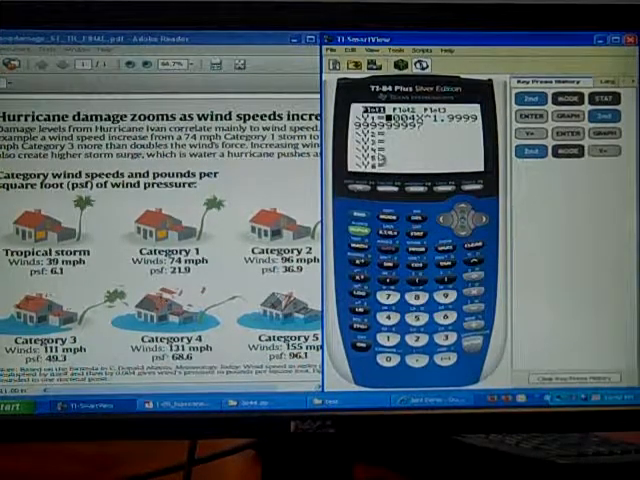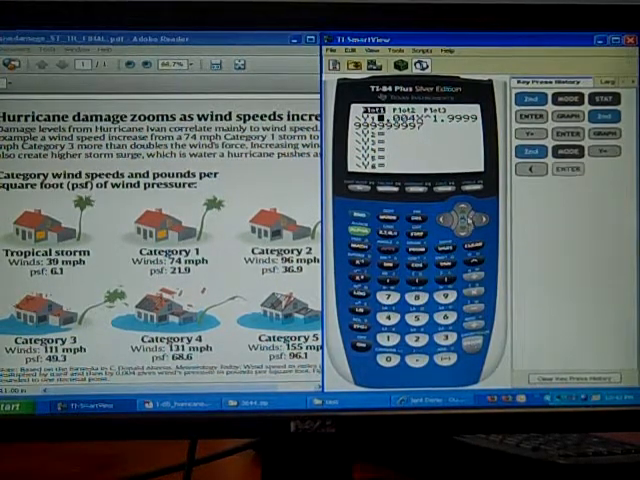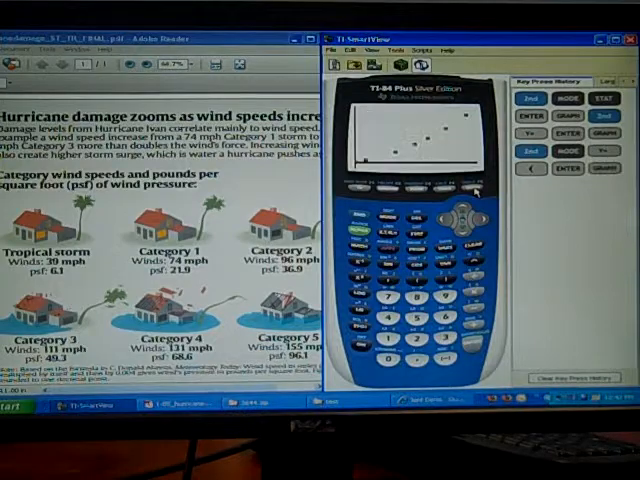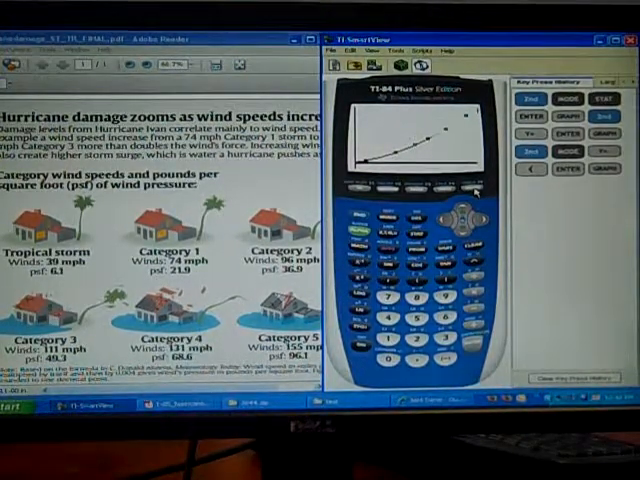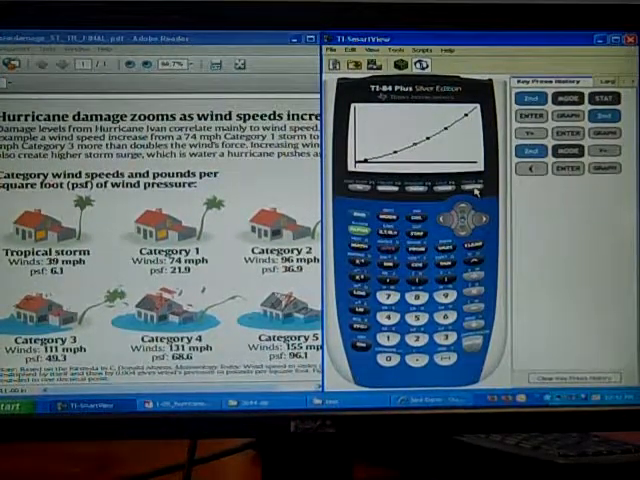Well, after we've done this, I've already calculated the equation for you, and this is everything you would work on within the graph. This is just me showing you how to do it. I'm going to turn this equation on, and I'm going to graph this. So this is the equation I'm going to follow in order to use it to predict how much damage is going to be caused based off of other wind speeds.